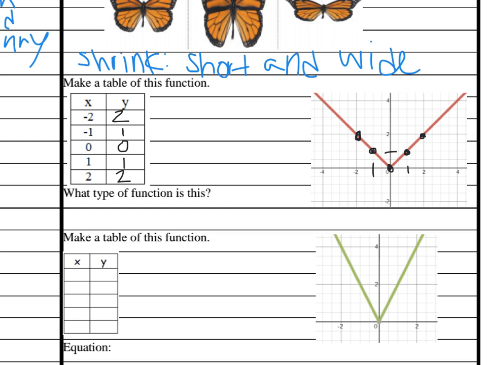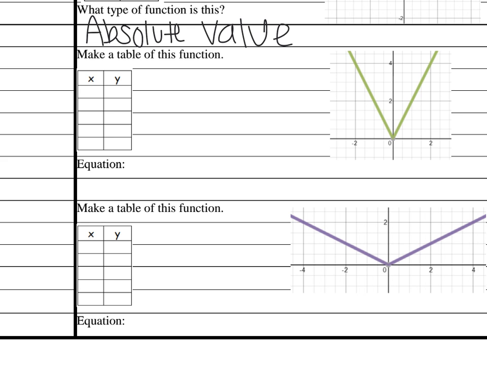The V shape of this graph should tell you that it is absolute value. And it looks like the parent function, it doesn't look like any transformations have taken place. So our equation would be y equals the absolute value of x. This next example also looks like it's absolute value. We'll worry about the equation part after we fill in the table.